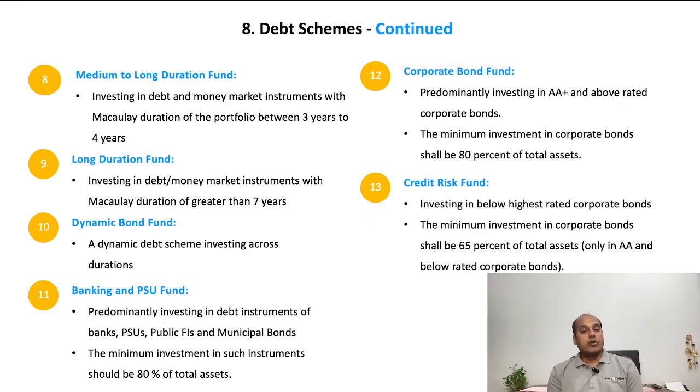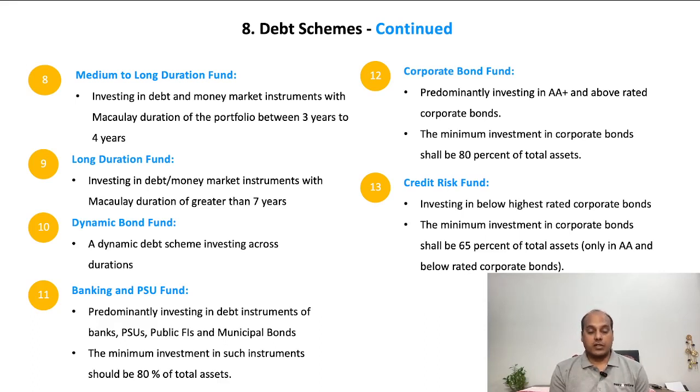Then comes medium to long term. So the difference only here is the maturity. So medium to long duration means 3 years to 4 years duration should be there in the portfolio. Then comes long duration fund. Basically, long duration funds are those where the duration of all the securities invested is more than 7 years.